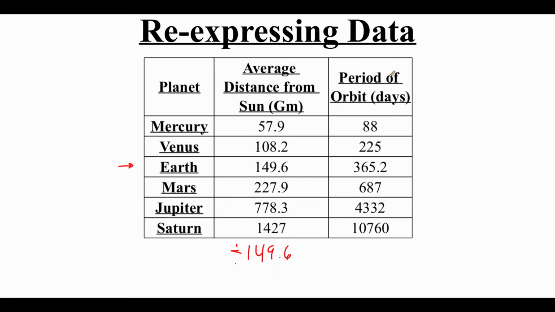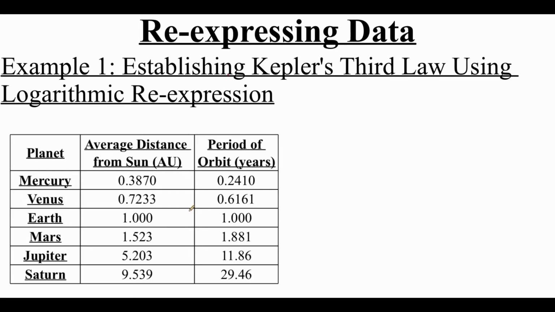Then I'm also going to look at those days. That 365.2 is how many days it takes for the Earth to orbit the sun, and we're going to convert this into years by dividing by 365.2. We're going to do that to every single entry within this column. Doing those operations gives us a new table of data, where we've converted those distances into astronomical units, and we've got a new column where our orbits are represented in years.